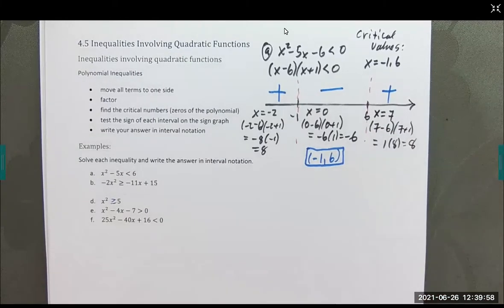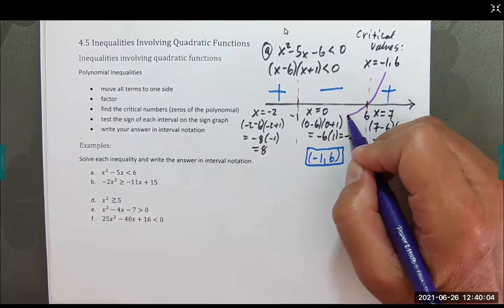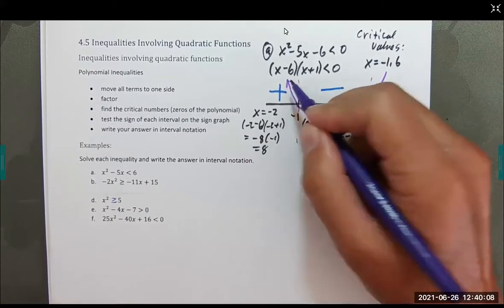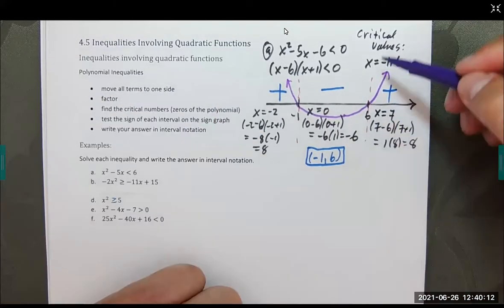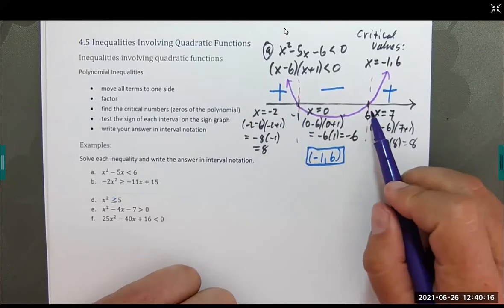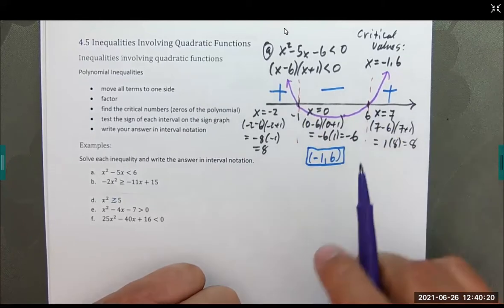Let's get an idea of what we mean by this. So the parabola is going to be like this. And you can see it's positive, it's above the x-axis from negative infinity to negative 1, and from 6 to infinity, and it's below the x-axis here.